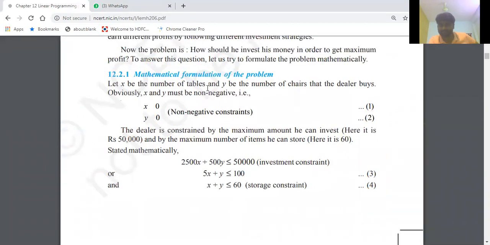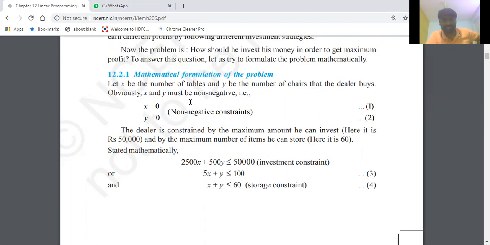So that I'm going to know how many tables that furniture dealer has to purchase, how many chairs he has to purchase, so as to make his profit maximum. Let us see. First step in solving every linear programming problem: let us take x as the number of first type of things, and let y be the number of second type of things. This is the first step we have to follow while solving every linear programming problem.